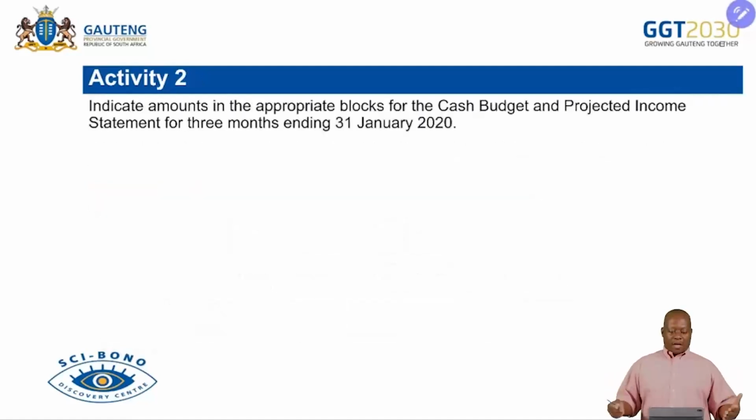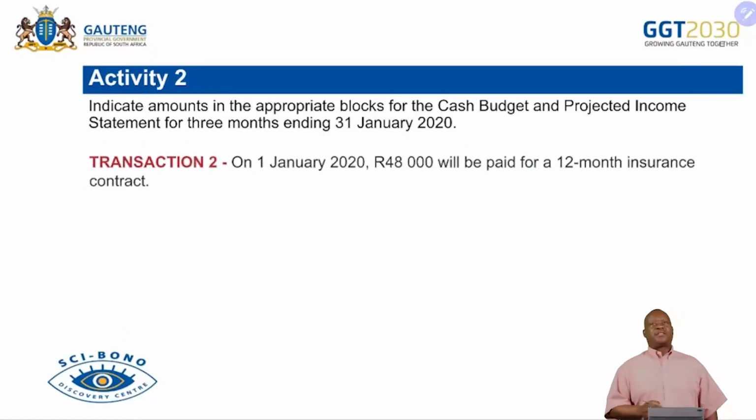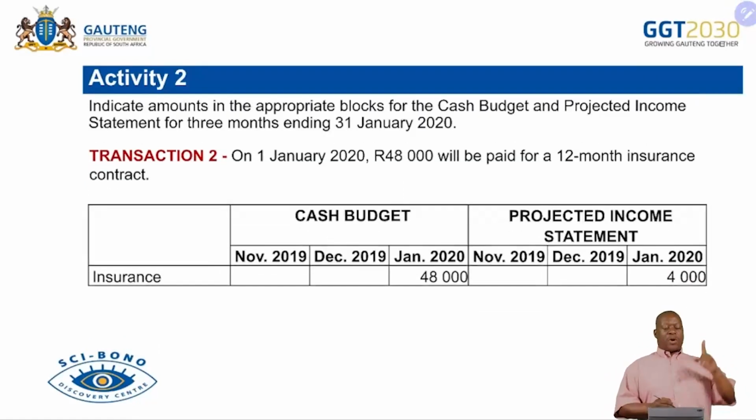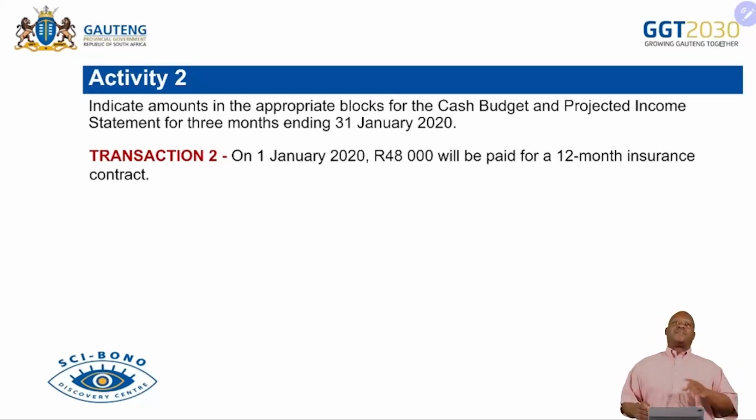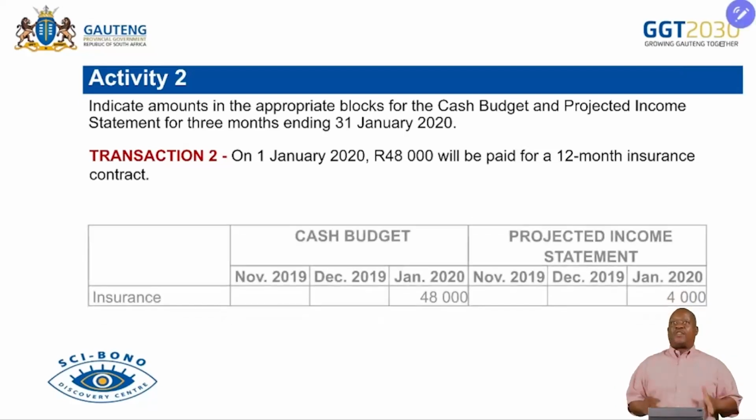Straightforward. Let's move on to the next one. Transaction number 2. We are doing the same thing. Now, this one is saying that on 1 January 2020, 48,000 will be paid for a 12-month insurance contract. It's a contract. Are we paying any money? Yes. How much? 48,000. When? On 1 January. So it means 48,000 must appear in the cash budget on 1 January.